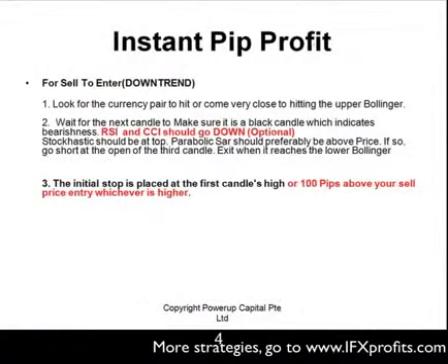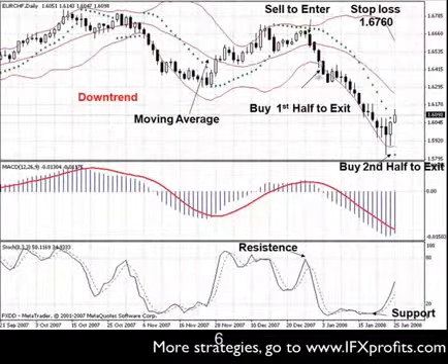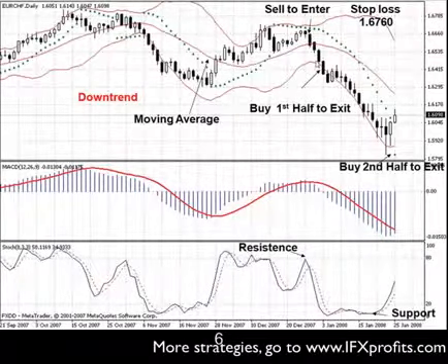And you exit when it reaches the lower Bollinger. So you notice it has touched down, and it has hit the lower Bollinger. So you enter over here, you exit over here.